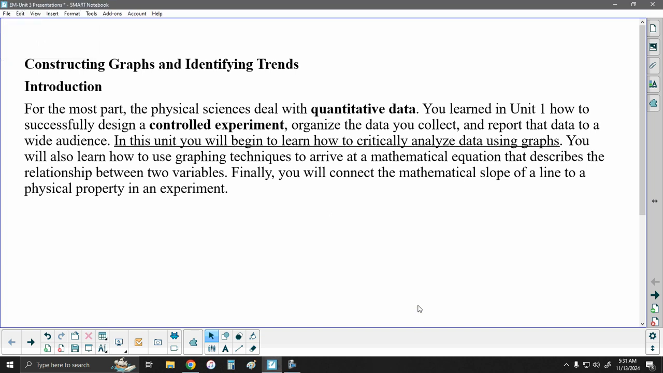Okay, so I'm unable to be there again today, but we need to get started on Unit 3. Unit 3 is all about graphing linear relationships.